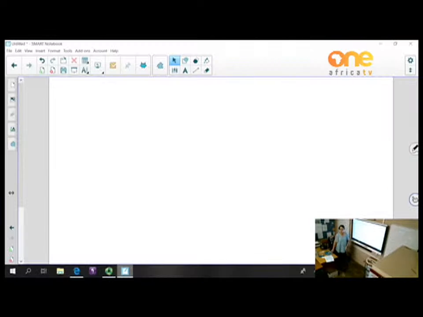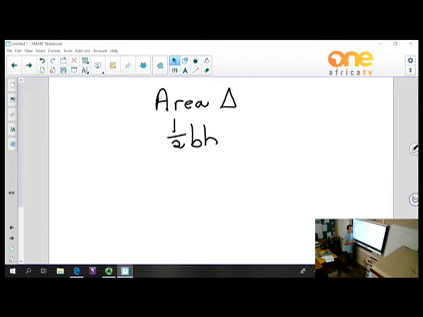Grade 11s, we continue now with trigonometry. We are still busy with trigonometry, and today we're looking at the area of a triangle. We know that for a right angle triangle, the area is half base times height. We can work with that one. But then we're going to look at the area of any triangle ABC.